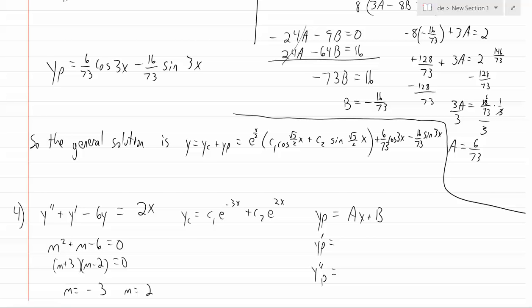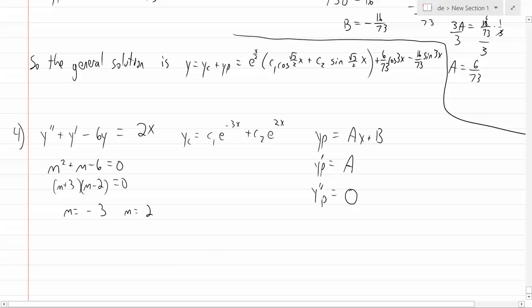Alright, so what's y sub p prime? A. y sub p double prime, 0. So if I plug this into my differential equation for the second derivative, first derivative, and then the zeroth derivative, then that would be 0 plus a, then I have to say -6 times y sub p. So that's going to be -6ax minus 6b, because I have to multiply -6 times y sub p equals 2x. So a minus 6b equals 0, and -6a equals 2.